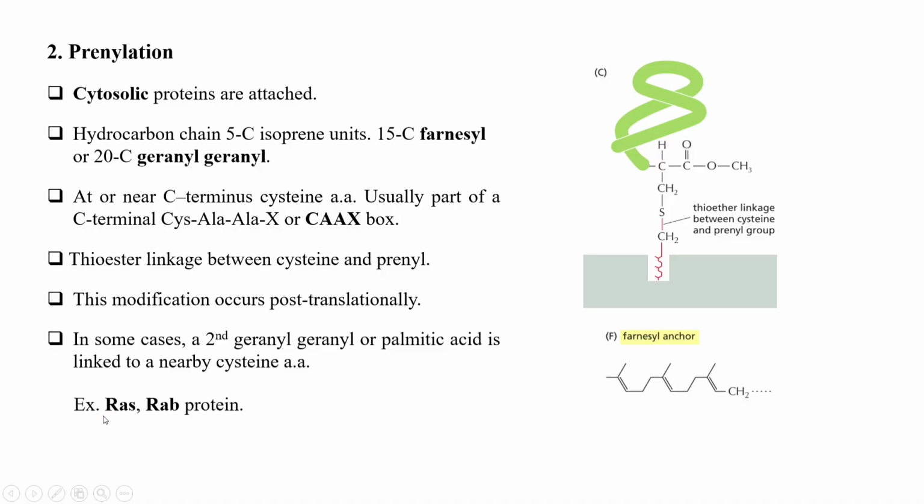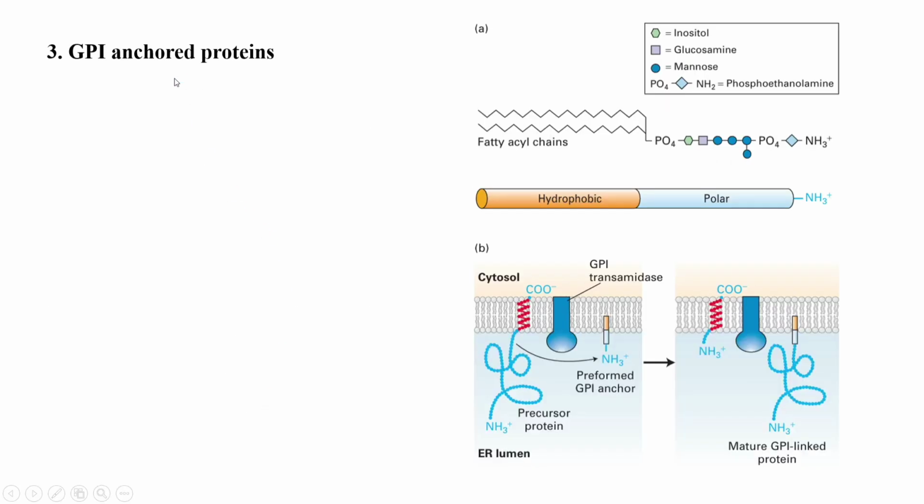An example of a prenylated protein is the RAS protein. RAS protein helps in cell signaling, and RAB protein is present on intracellular vesicles and helps the vesicles attach to their target membrane. Now another type of lipid anchored protein is the GPI anchored protein. GPI means glycosylphosphatidylinositol anchored protein.